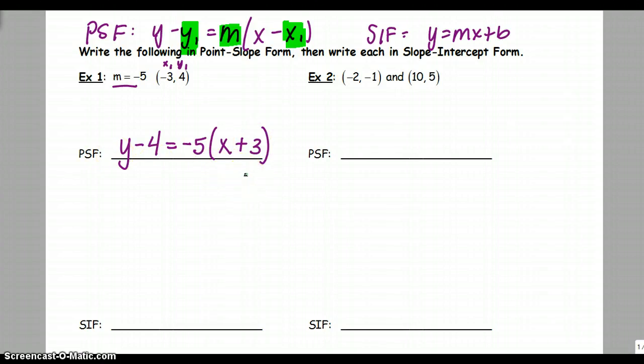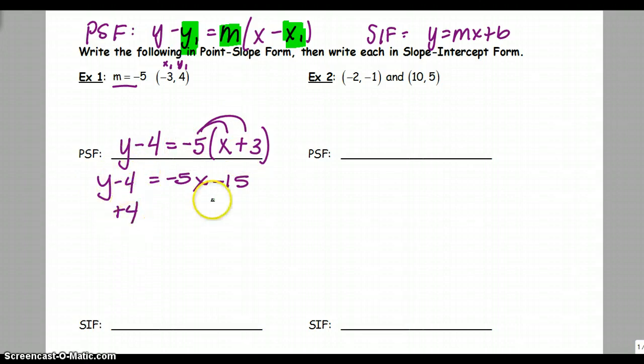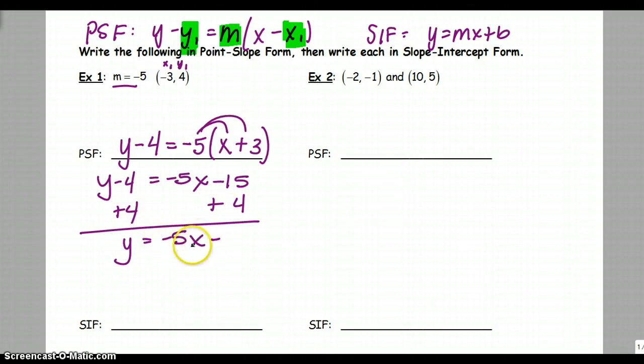operations to do to put from point-slope form to slope-intercept form, and that is to first distribute your slope. So you have to distribute this in. So you would say y minus 4 equals -5x minus 15, because remember you multiply. And at this point you have to get rid of the number next to y, so you would just add 4 to both sides. So your answer would be -5x minus 11, so you have y equals -5x minus 11.